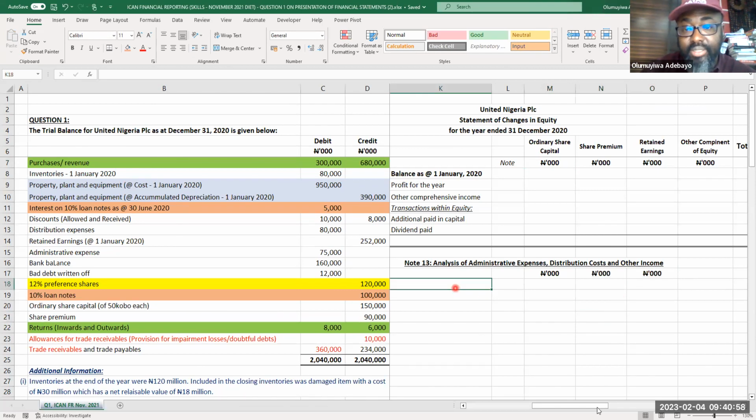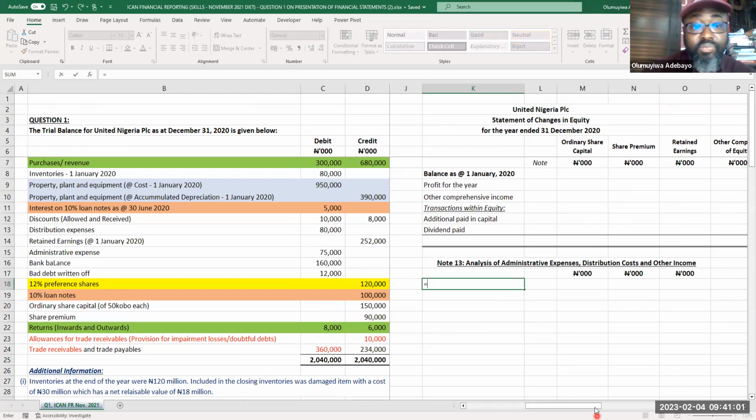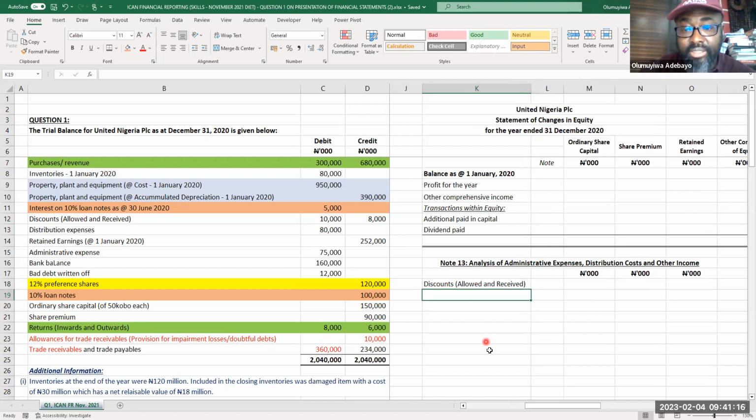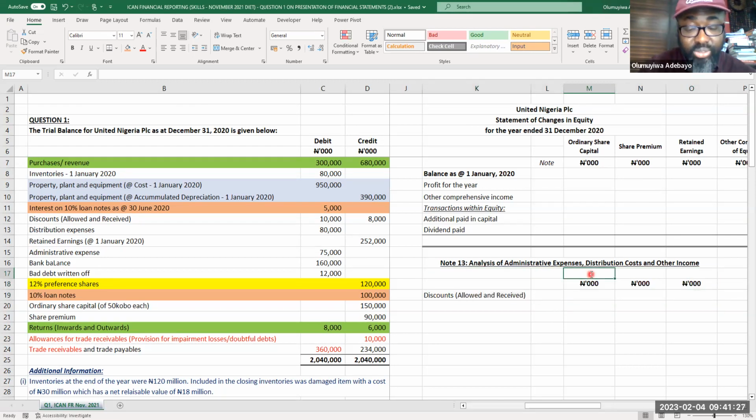Okay. Now I'll start with trial balance. I have discount allowed and discount received. Okay. The discount allowed is an expense under admin. No, sorry, under distribution. That is distribution costs. Admin expenses and other what? Other income.